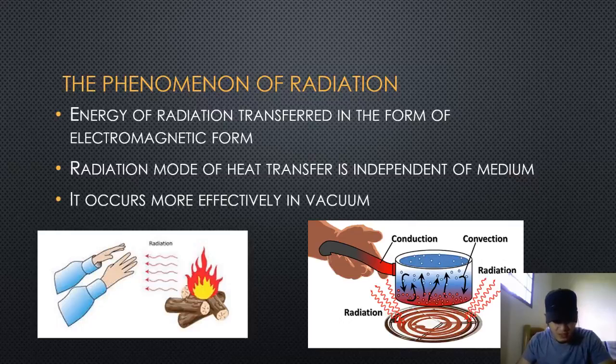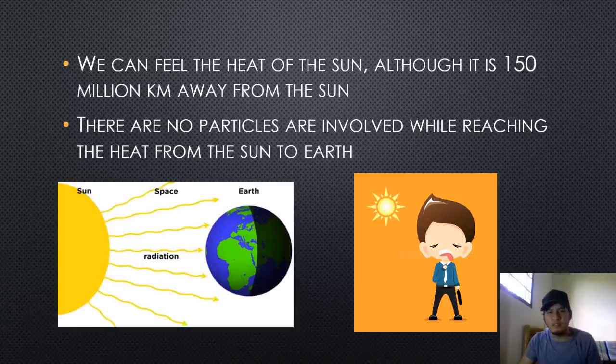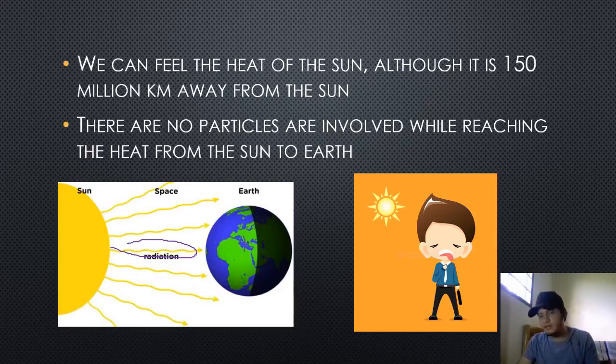From this picture, we can see the radiation from the heat, from the flame. This one is the picture of the radiation. We can feel the heat of the Sun, although the Earth is 150 million kilometers away from the Sun. There are no particles involved in the heat reaching us from the Sun. This is the radiation of the Sun, this is the Earth, and we can feel the heat of the radiation from the Sun.